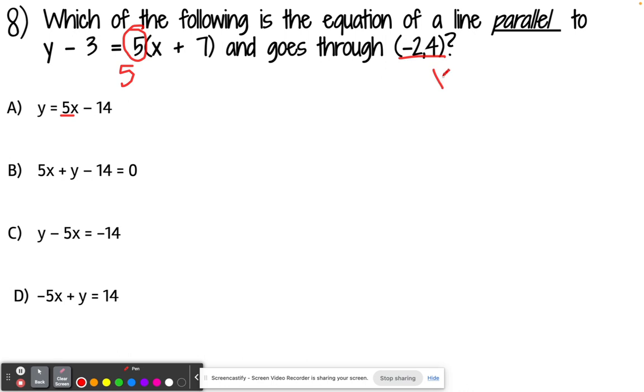I would have y minus 4 equals 5 times x minus negative 2, which would be plus 2. Unfortunately, that's not how any of my answers look, because that would be nice if I could just look and say, oh, there it is. But no, alas. Let's feed the birds. y minus 4 equals 5x plus 10.